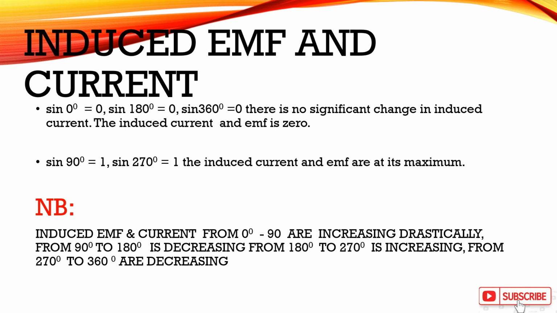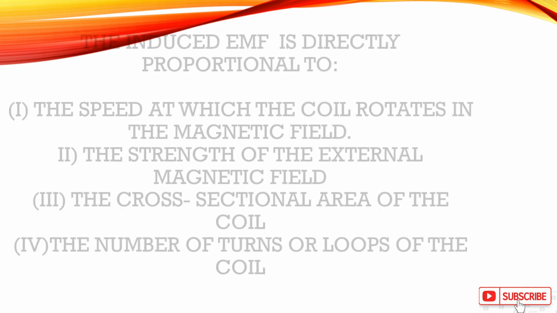Then sine 90 degrees is equal to 1. Sine 270 degrees is equal to 1. The induced current and EMF are at maximum. Note, the induced EMF and current from 0 degrees to 90 degrees are increasing to 1. Then from 90 degrees to 180 degrees they are decreasing. Then from 180 degrees to 270 degrees they are increasing. Then from 270 degrees to 360 degrees they are decreasing.